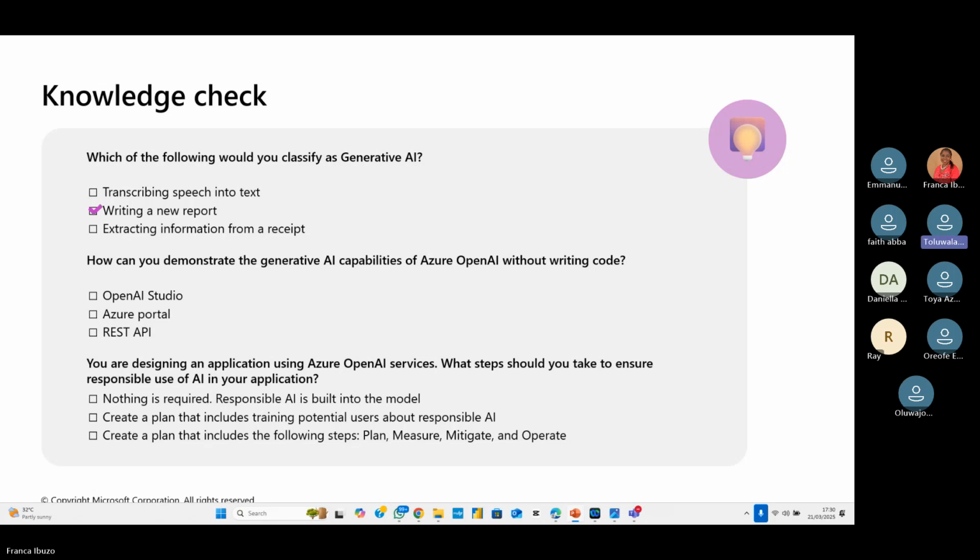How can you demonstrate the generative AI capabilities of Azure OpenAI without writing code? OpenAI Studio. A. Who agrees with him? Who disagrees? Nobody agrees with him. Nobody disagrees with him. Nobody's agreeing with him. Then how can you demonstrate the generative AI capabilities of Azure OpenAI without writing code?